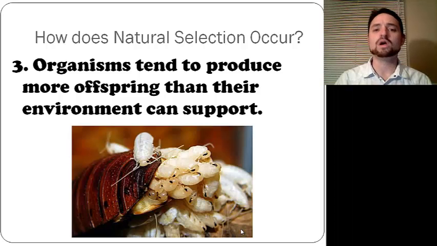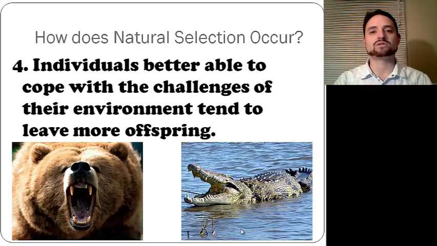Organisms tend to produce more offspring than their environment can support. So those organisms that do reproduce many times produce more than their environment can hold. So several of them are going to die off. Well, which ones are going to die off? The ones that are not suited as well for the environment, or the ones that don't have the adaptations that help them as much as others. So you get that other thing that causes natural selection to occur.